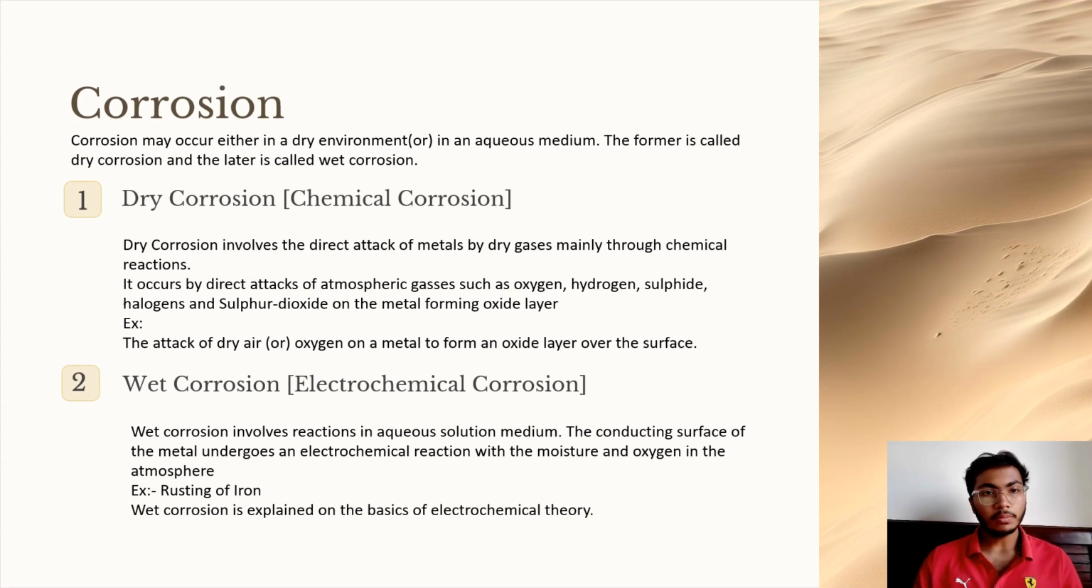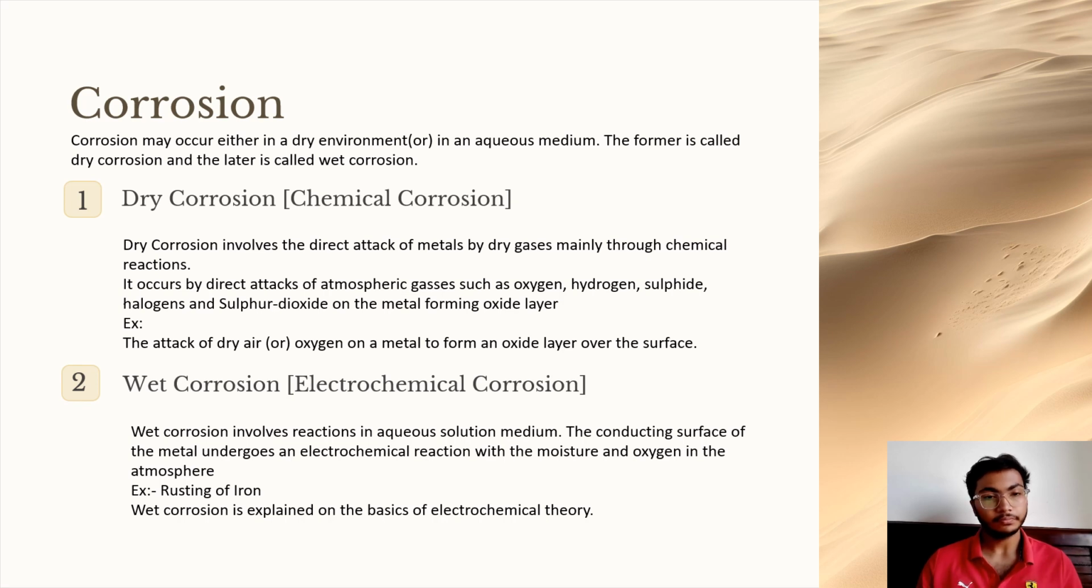Corrosion may occur either in a dry environment or an aqueous medium. The former is called dry corrosion and the latter is called wet corrosion. Dry corrosion, chemical corrosion. Dry corrosion involves the direct attack of metals by dry gases, mainly through chemical reactions. It occurs by direct attacks of atmospheric gases such as oxygen, hydrogen sulfide, halogens, and sulfur dioxide on the metal, forming an oxide layer. Example: the attack of dry air or oxygen on a metal to form an oxide layer over the surface.